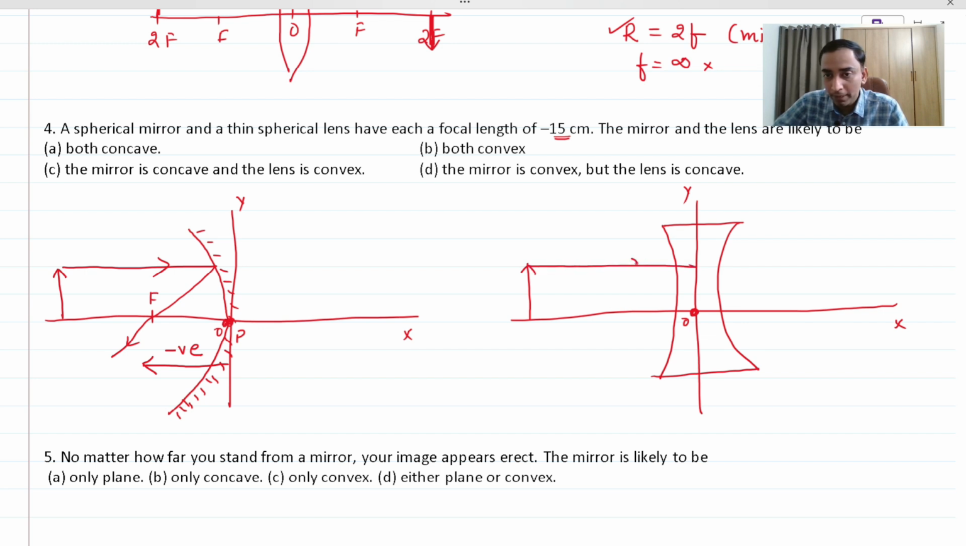Whereas here, let's take an object like this. If you pass a ray parallel, you know that it's a diverging lens, so it will diverge like this, and if you extend the ray backwards, you will get the focus. So again, the focus is on the left hand side of the origin, so this focal length is going to be negative. This is how you can remember it. And in case of a convex mirror and convex lens, the focal length is going to be positive. So option A is the right answer.